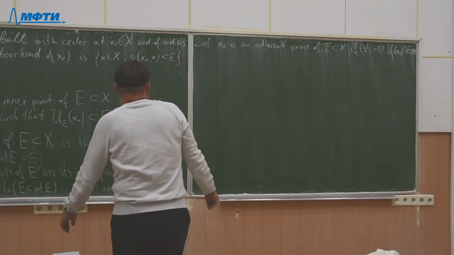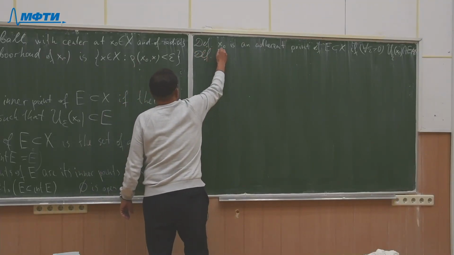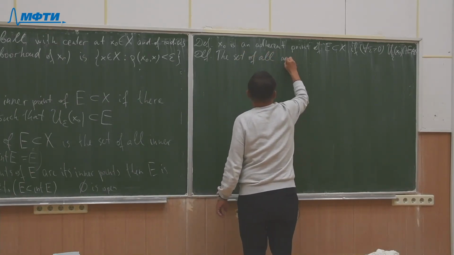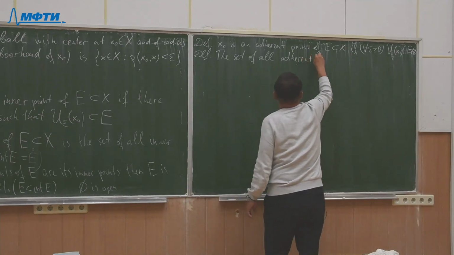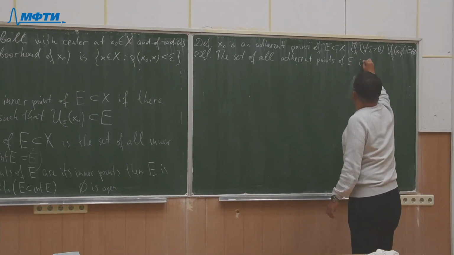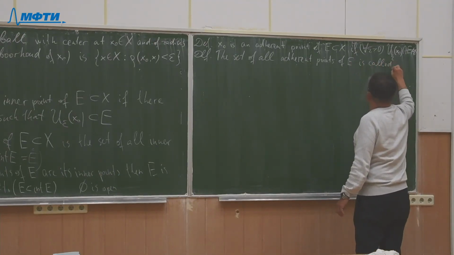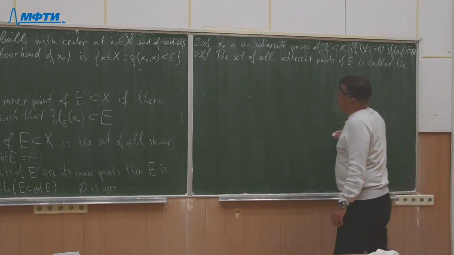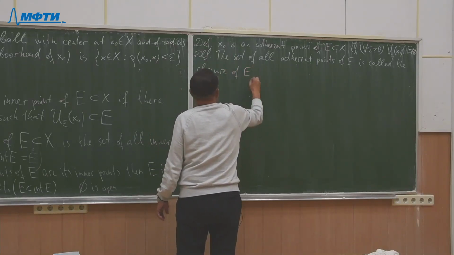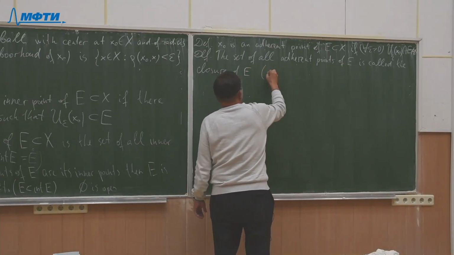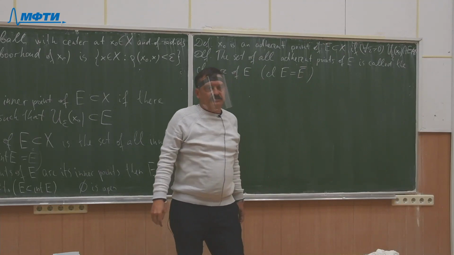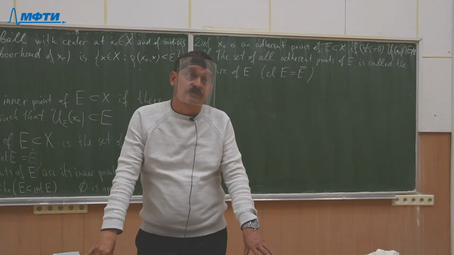Okay, next definition. The set of all adherent points of E is called the closure of E. Notation: closure, or quite often, like complex conjugate, the same bar is used to indicate closure.